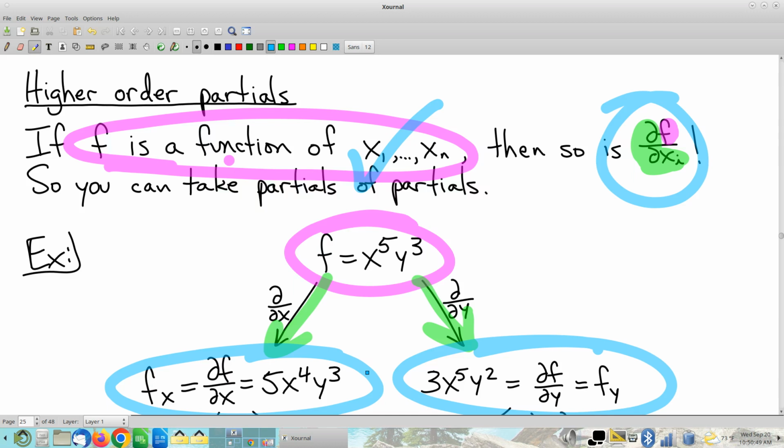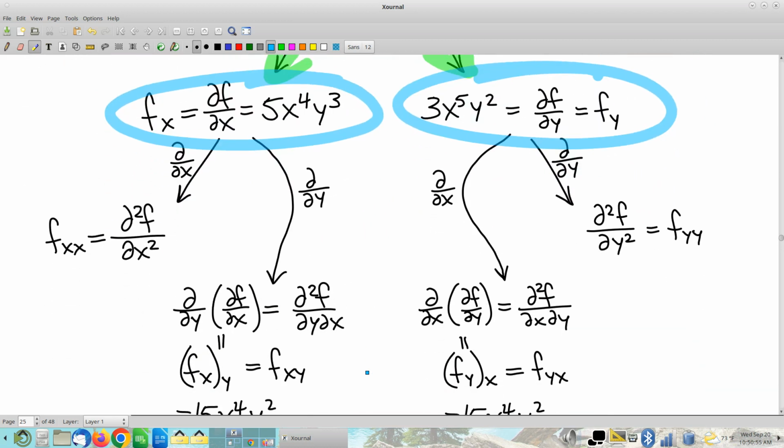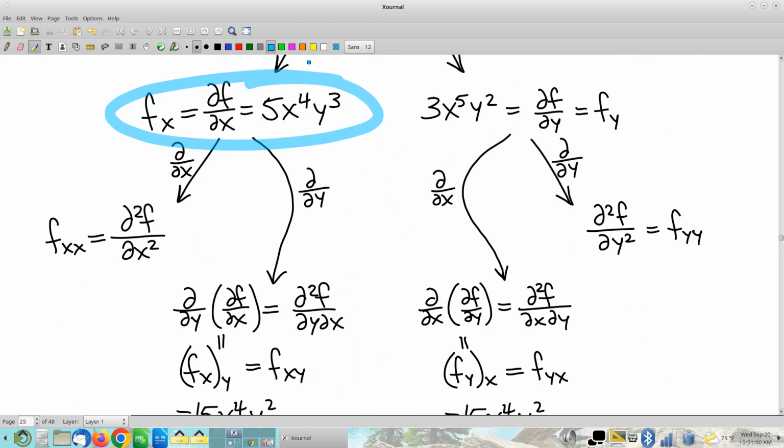Being as these are more functions of x and y, we can then very reasonably ask the question, well, what happens if I want to take partials of them? So here, I'm just going to focus on the left-hand side. Here we have a function of x and y, which is called f_x, the partial of f with respect to x. But the fact that it's a partial of something, don't worry about it. It is itself a function of x and y. And I can therefore talk about what happens if I take its x partial or its y partial.